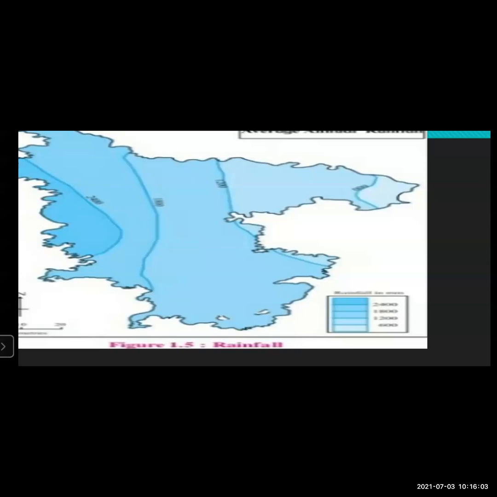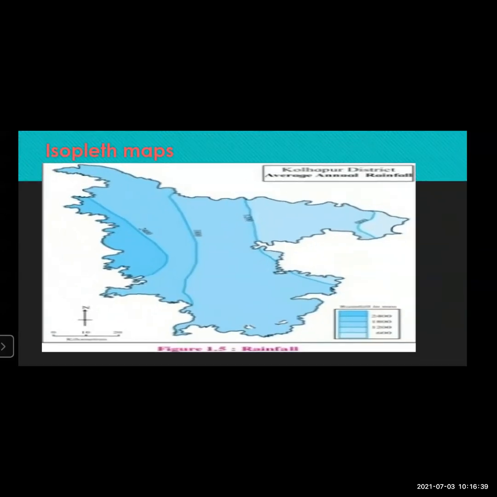Now, which method is being used for preparing this map? So students, here the answer is isoplath method. The isoplath method is used for preparing this map. Now, I think students, today we have covered all the 3 types of map. We have covered the dot method. We have done each and everything in detail of dot method in yesterday's lecture. We have already started with a chloropath map in yesterday's lecture, and today we have done the isoplath map.